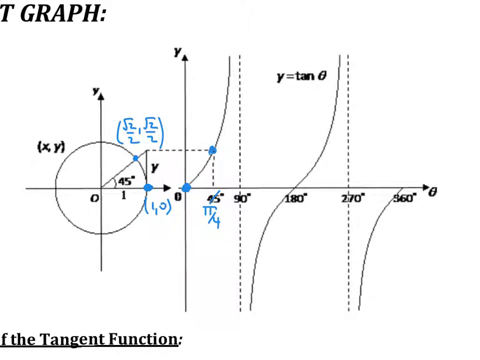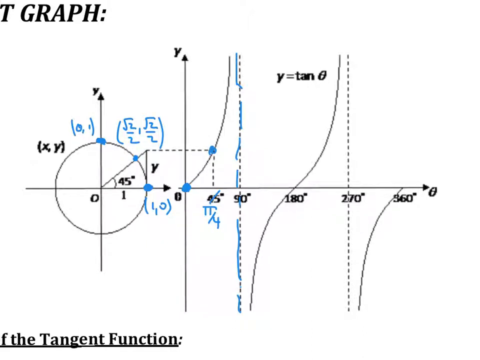Now what happens when you get to pi over 2 or 90 degrees? Not possible. Why is it not possible? Because you can't divide by 0. All right, because remember that this is the point 0 comma 1. 1 divided by 0 is undefined, and so that's where this dashed line is coming into play. It's an asymptote, okay, and that's occurring at pi over 2.